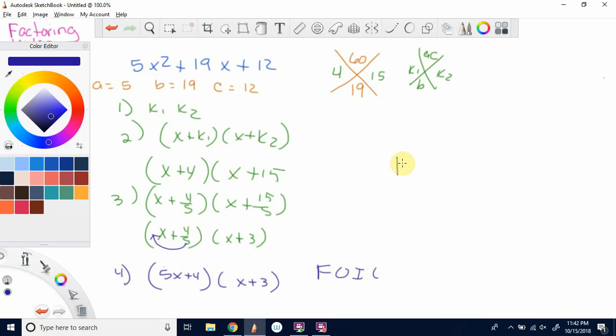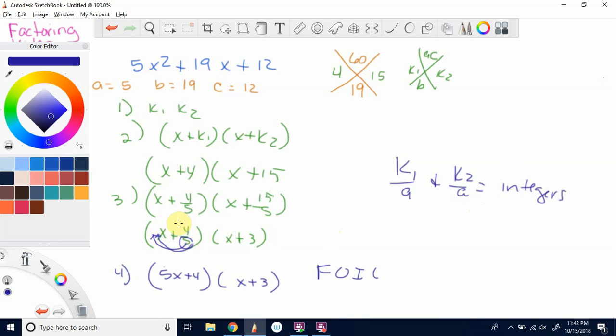So the key here is K1 over A and K2 over A must be integers. If the quotient is not an integer, then you take the denominator and it becomes the coefficient of that x. And there's your factoring. That's the easiest method to use.